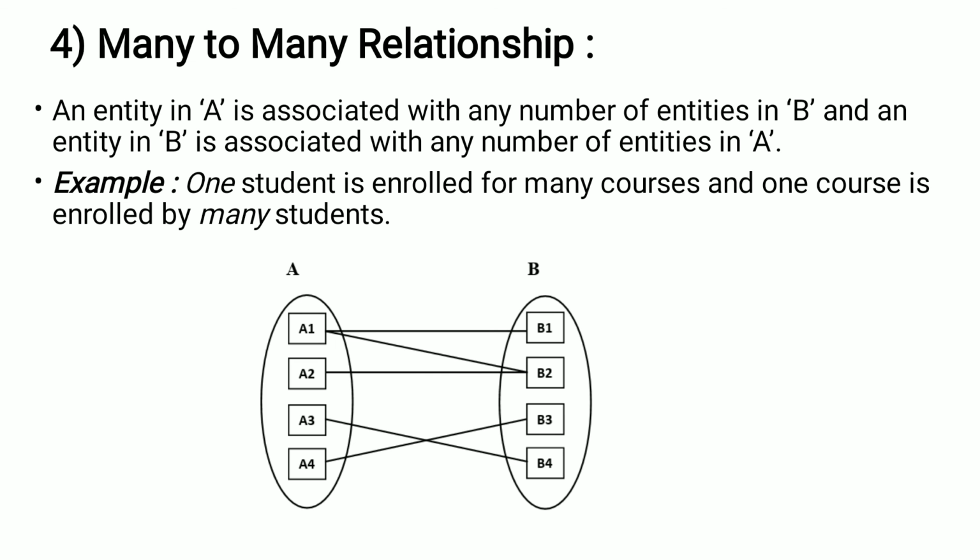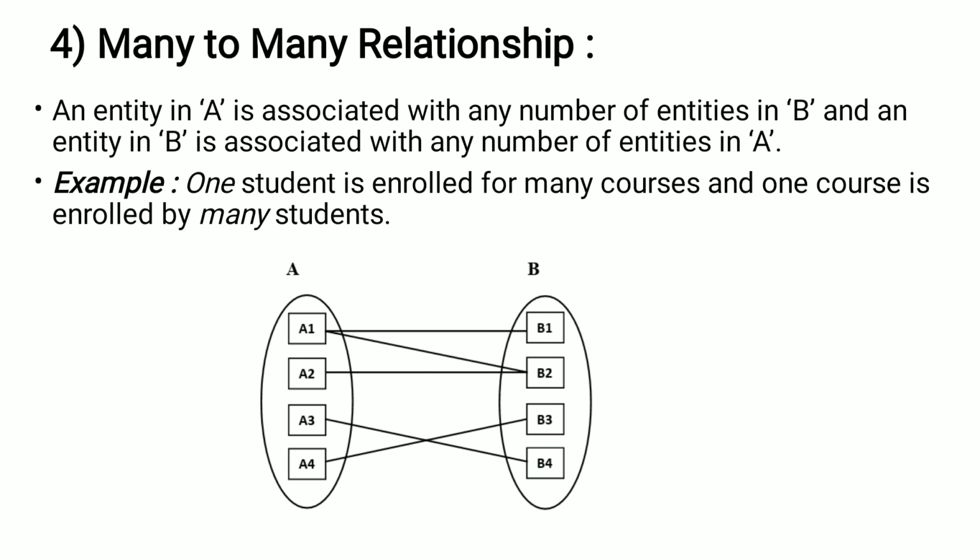What is this many to many relationship? An entity in A is associated with any number of entities in B, and an entity in B is associated with any number of entities in A. That is called a many to many relationship. One student can study any number of subjects, and one subject can be studied by any number of students. Here is another example of a many to many relationship.